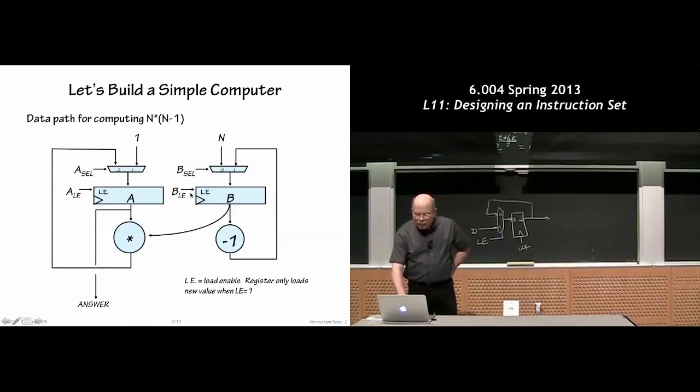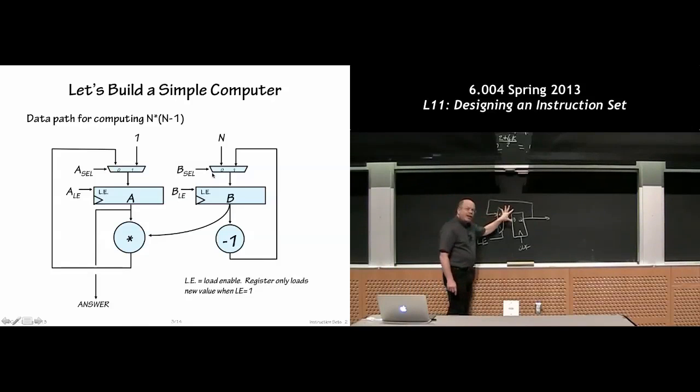Okay, and then we have some multiplexers which are used to choose. So this is what's inside an LE register. You can see that in this diagram, we've added another layer of multiplexer to pick some values that will be routed into the load-enabled register.